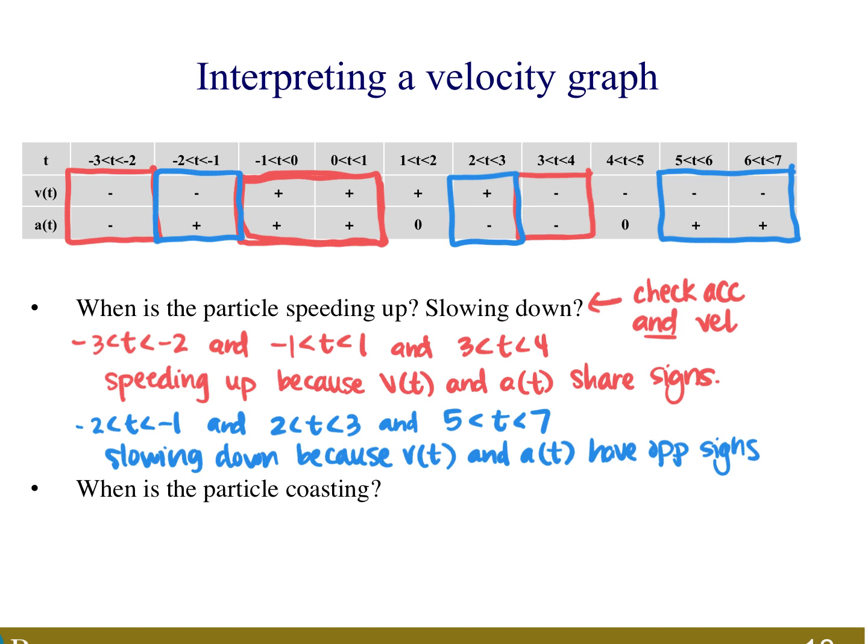The intervals of coasting should be clear. Whenever acceleration is 0, then you are coasting. You can say I'm coasting in this direction, or I'm coasting in that direction. So we're talking about from 1 to 2, and again from 4 to 5. And we are coasting because A of t equals 0. In one of them, we're coasting in a positive direction, and in the other, we're coasting in a negative direction.